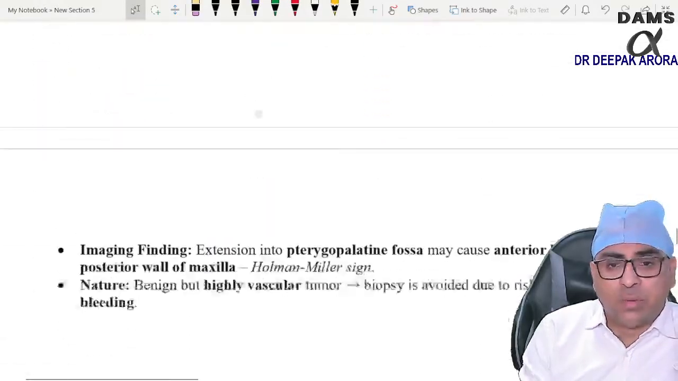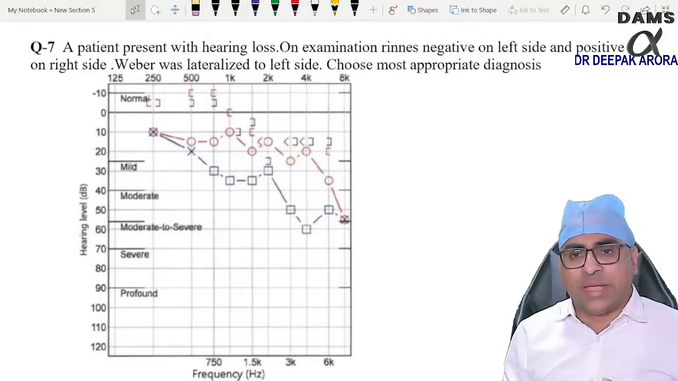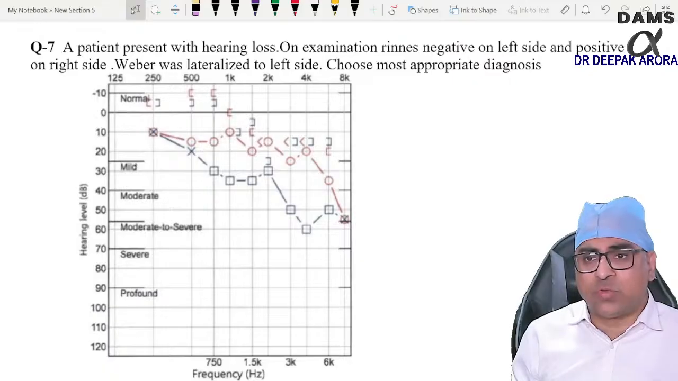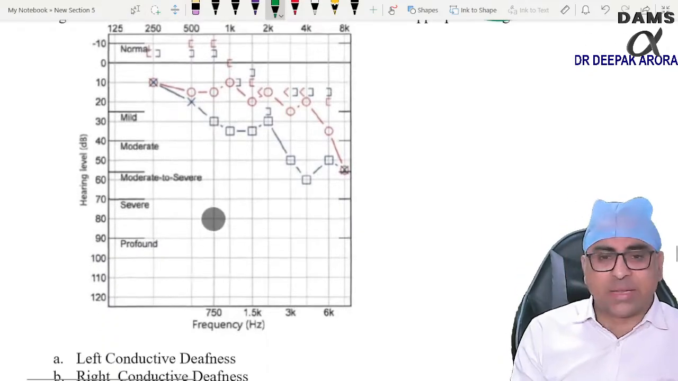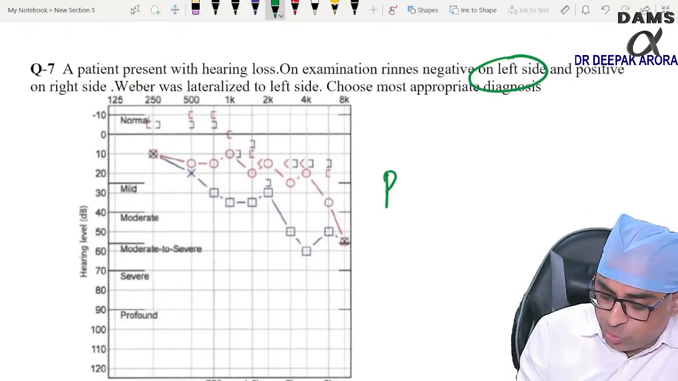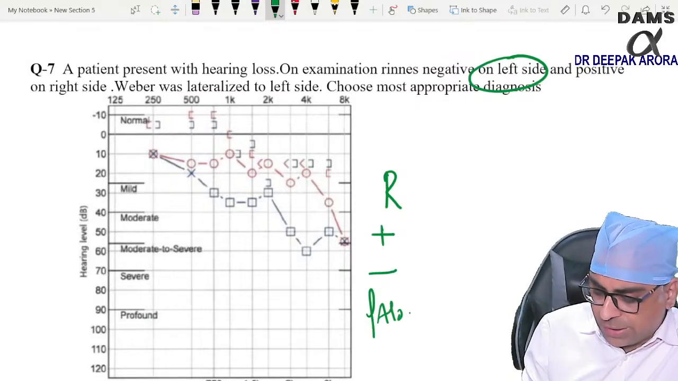They have given some audiogram, audiometry finding, air-bone gap on the left side. Rinne was negative on the left side, positive on the right side. I think this is one of the easiest questions. Rinne, what we have learned in the classroom, beta. Rinne positive, negative, or false negative Rinne.